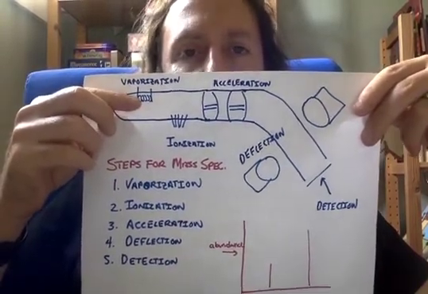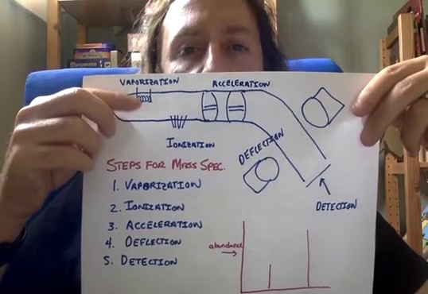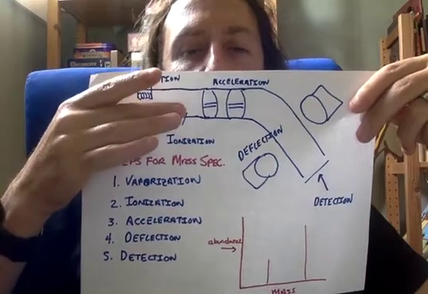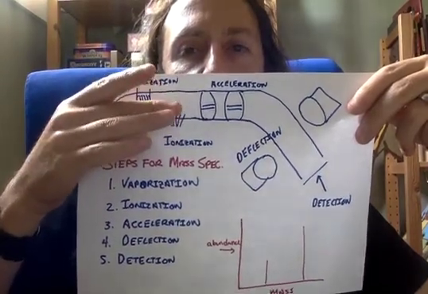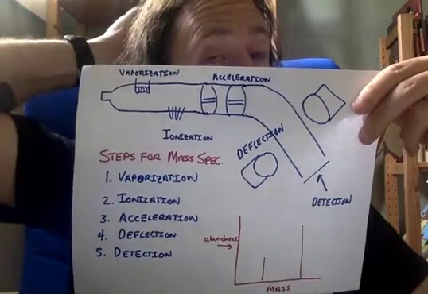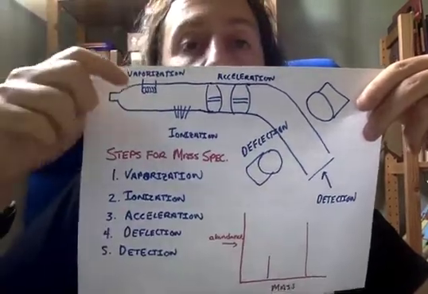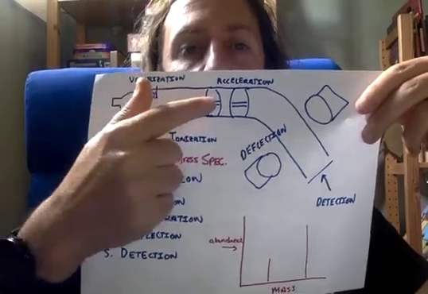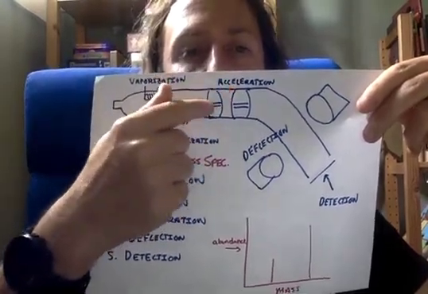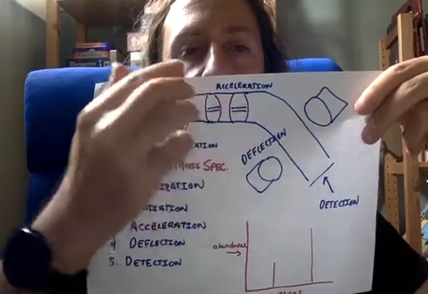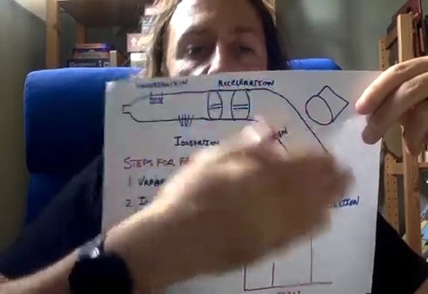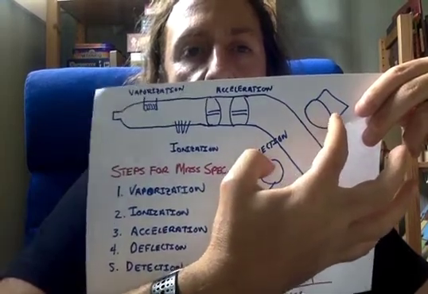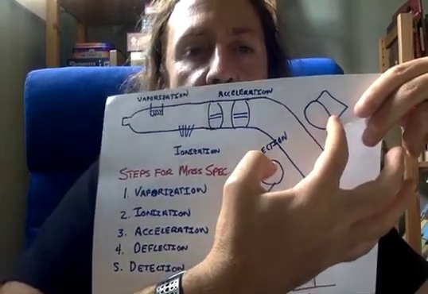I know it's an awesome heating element, and I drew it there, and then the sample gets passed on where it's ionized, and so the electrons are knocked off of it, and that gives it a positive charge, and then we accelerate it through these two electric plates, and then it gets bent by a magnetic charge from these two magnets here.